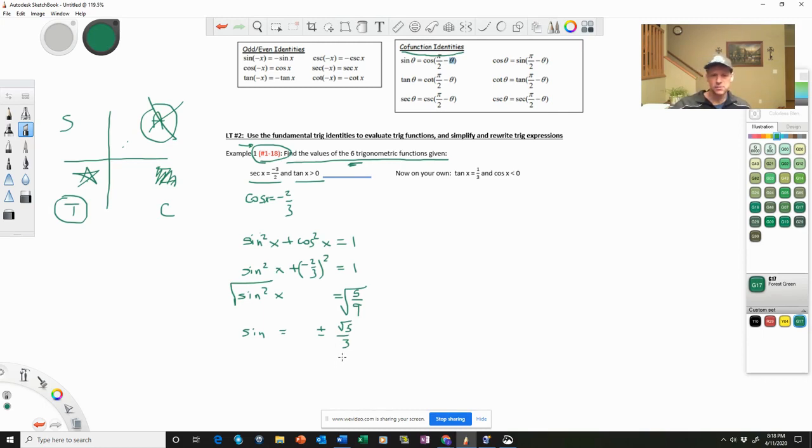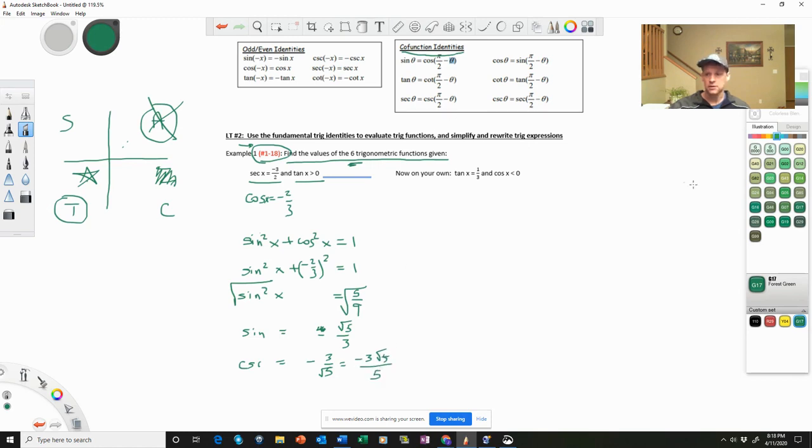However, it's not going to be plus or minus because I know my angle is in the 3rd quadrant, and the sine in the 3rd quadrant is going to be negative. And therefore, it's going to be negative √5/3. If the sine is negative √5/3, then obviously the cosecant is going to be negative 3/√5. Multiplying by √5/√5, I'm going to get negative 3√5/5.